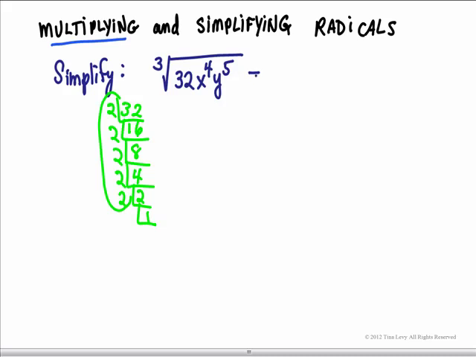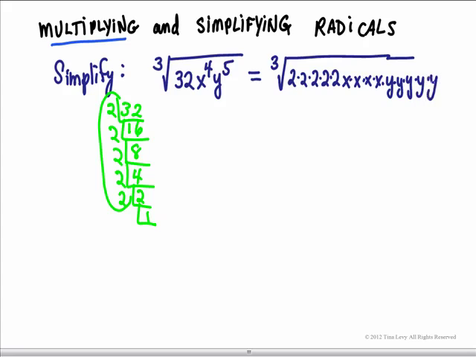I'm now going to write the cube root, what's under the radicand. I'm putting that I have 5 2's being multiplied. I have x times x times x times x, the 4 x's, and then the 5 y's. Because it's cube root, we're now having triples break out. So we're getting 1 two, we're getting 1 x, and we're getting from this triple 1 y.